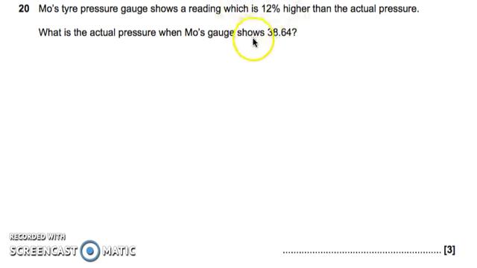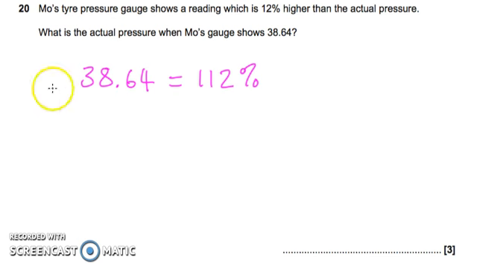Right now, we have to think about if it's 12% higher than the actual pressure, then we're thinking about this number being equal to 112%. Okay, it's 12% more than what the actual pressure is, and the actual pressure will be 100%. So this number, 38.64, is equal to 112%. Okay, if we write that down, then we can break this down and make it pretty simple for us to answer.